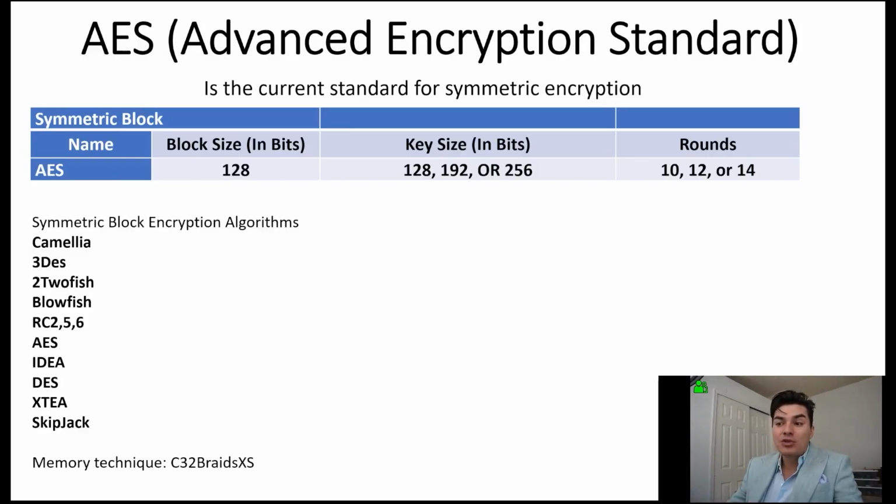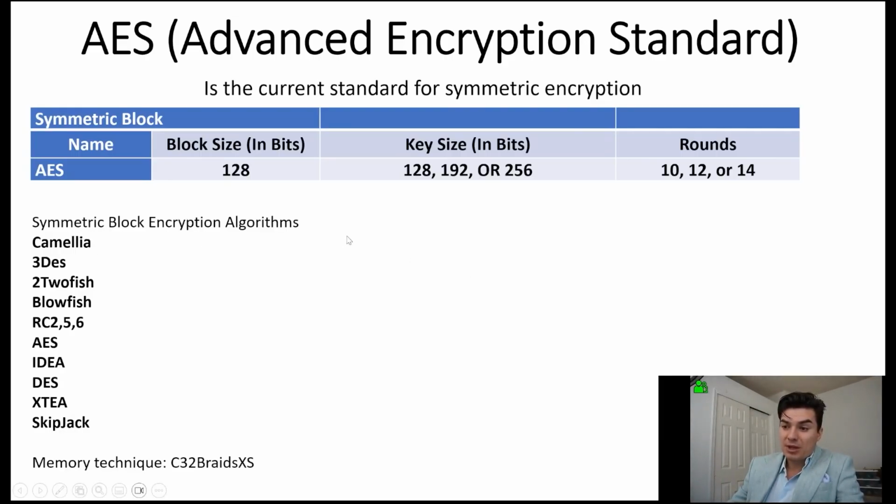The block size is 128 bits, and then it has three different key sizes: 128, 192, or 256 bits. And then you'll see with those, the rounds are 10, 12, and 14. The key size of 128 matches up with 10 rounds, 192 means 12 rounds, and 256 matches up with 14 rounds. Those rounds refer to transformation, substitution, and all the mathematical operations that it processes. So the more times it rounds, the more randomness in the output, and the stronger the encryption.